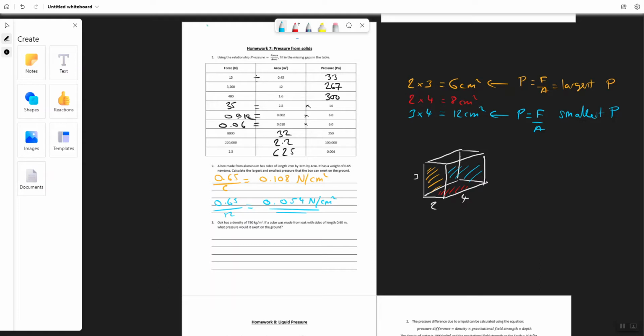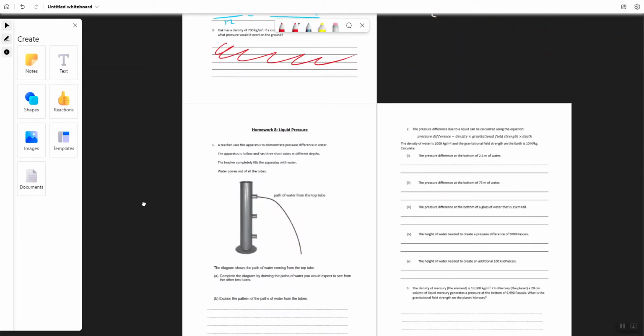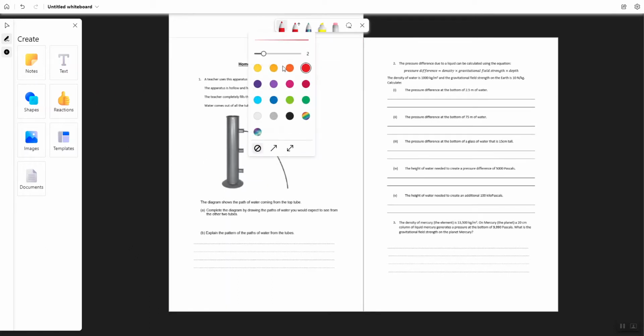Question 3 is something to do with density, and that's because we decided to change how we're doing it, so we just ignore question 3. You can come back to it when you've done density. Liquid pressure, right? Last time worked, we're nearly there. If you've listened to the whole video, well done you.